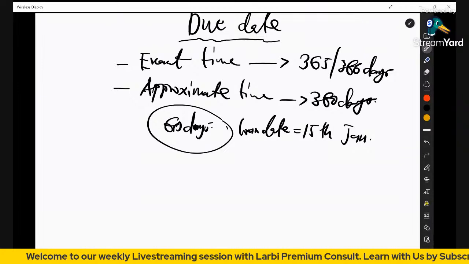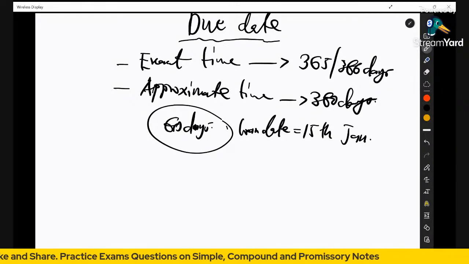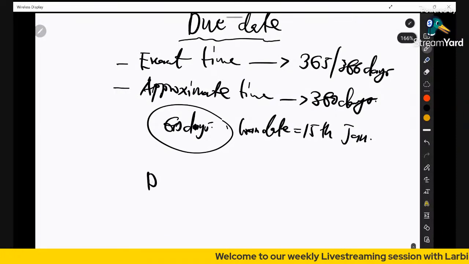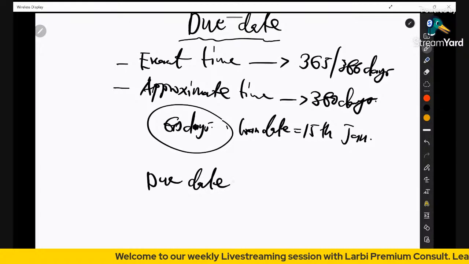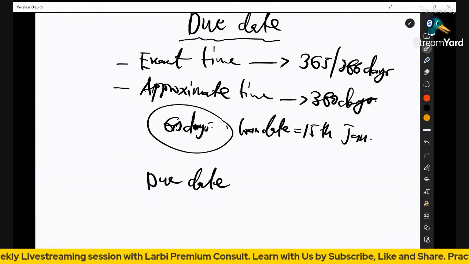And we are asked to calculate the due date based on the exact time approach. So the assumption is that exact time goes for 365 days being the normal year, or 366 days the leap year. But since we were not told whether it is a leap year or a normal year, we are using the normal year, which is 365 days. So in computation of due date, if you remember when we were discussing trade discounts, where we talked about the discount period and the due date, we developed a fastest way to calculate due date. That's the same principle we're going to use here.